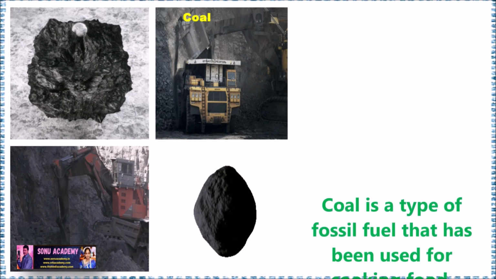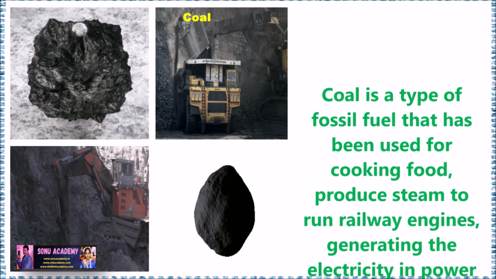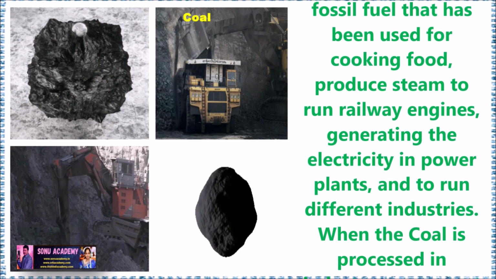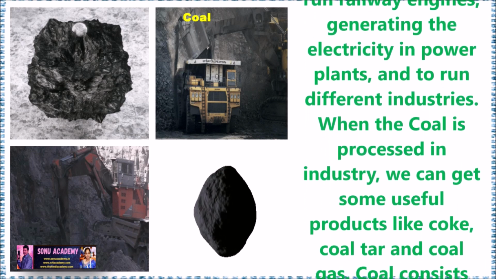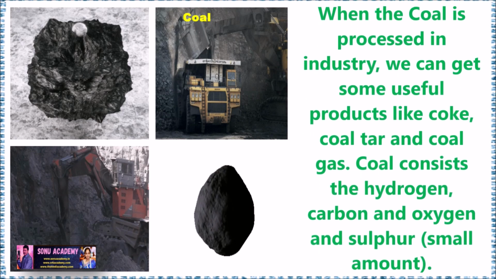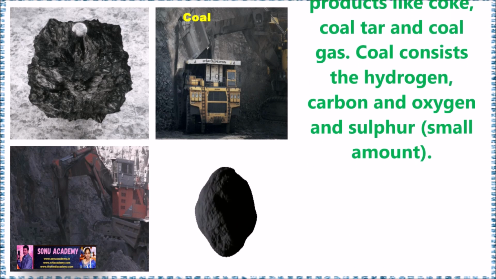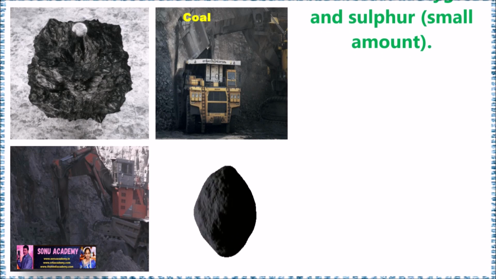Children, now let us discuss the definition of coal. Coal is a type of fossil fuel that has been used for cooking food, producing steam to run railway engines, generating electricity in power plants, and running different industries. When coal is processed in industry, we can get useful products like coke, coal tar, and coal gas. Coal consists of hydrogen, carbon, and oxygen, and sulfur in small amounts.